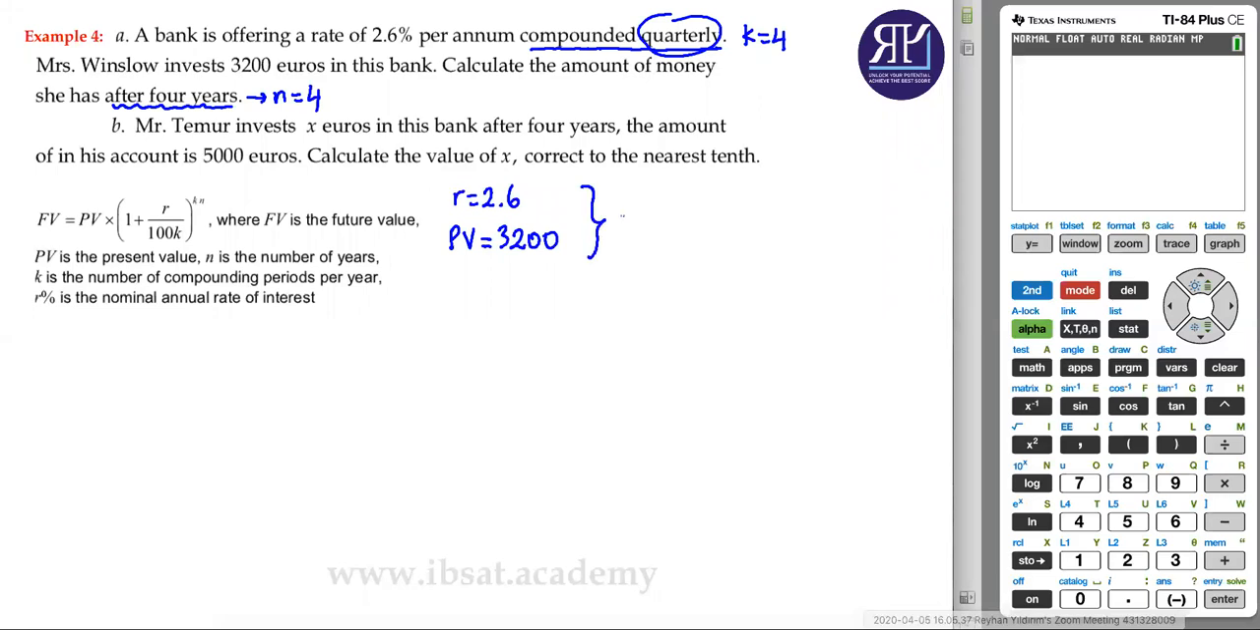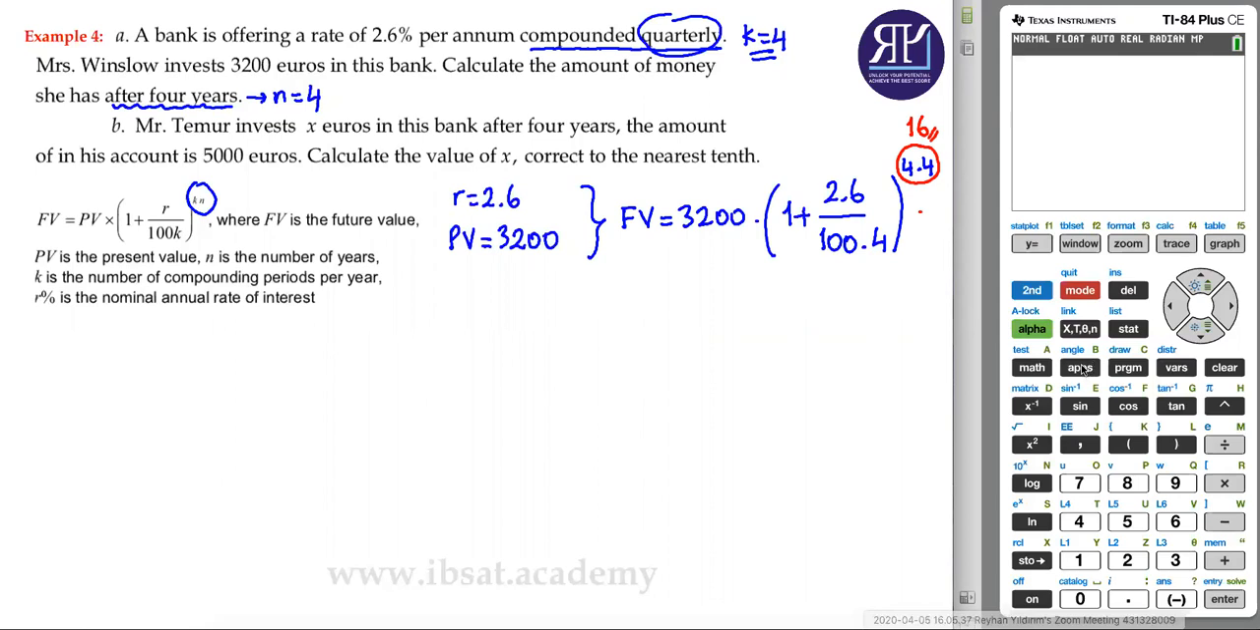Now let's apply the formula. Future value will be equal to 3,200 multiplied by (1 plus 2.6 over 100 multiplied by 4), because k is 4. The power is kn. Both k and n are 4, so we write 4 times 4. In other words, the power will be 16. Now let's find the result.